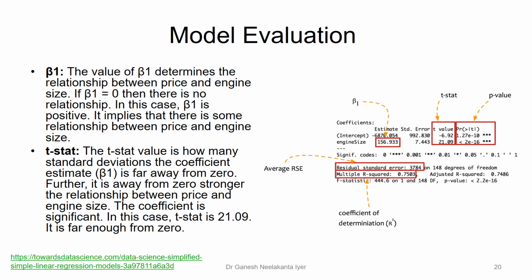And what about t-stat? The t-stat value is how many standard deviations the coefficient estimate is far away from 0. The further it is away from 0, the stronger the relationship between price and engine size. The coefficient is significant. In this case, t-stat is 21.09. It is far enough from 0.